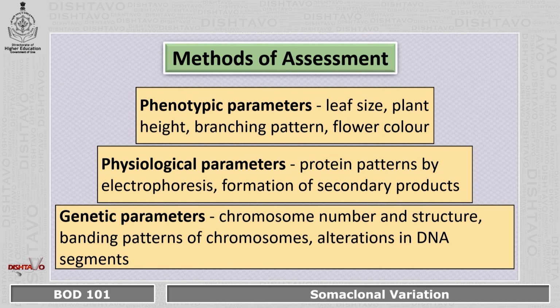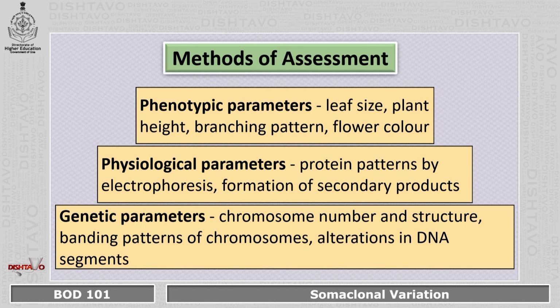Methods of assessment. The cultures can be tested for genetic stability or variation. The parameters include phenotypic parameters, physiological parameters, and genetic parameters. Phenotypic parameters comprise quantitative and qualitative parameters. Quantitative parameters such as leaf size and plant height, and qualitative parameters such as branching pattern and flower color can be analyzed.